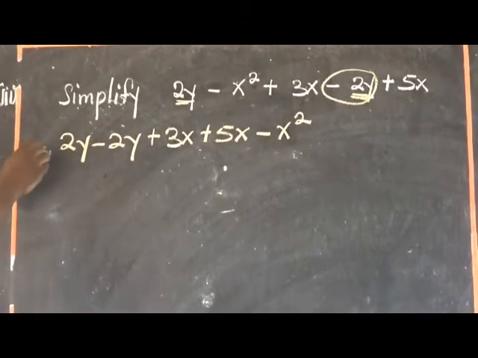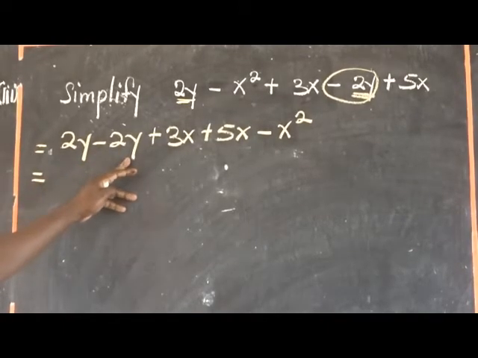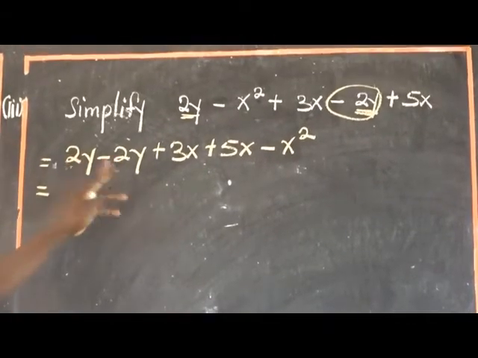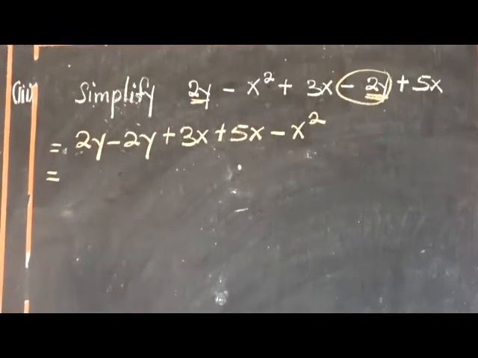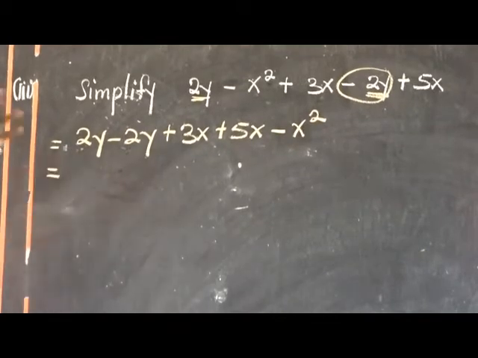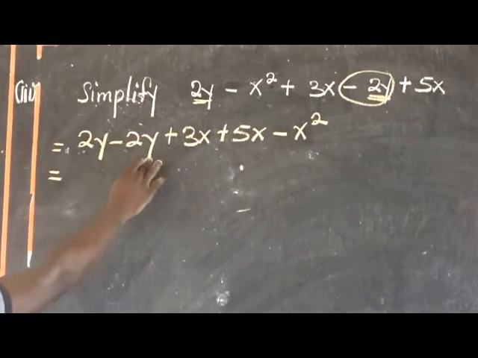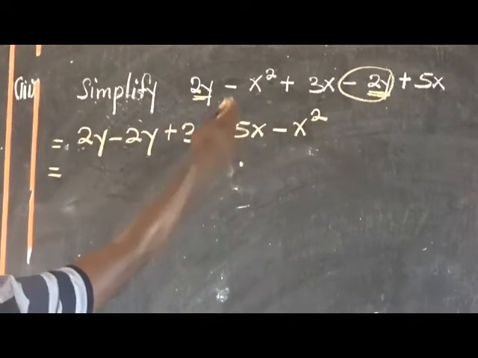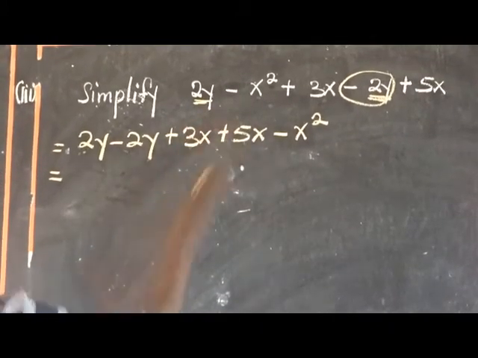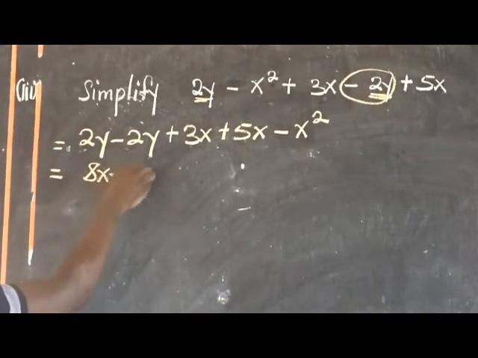After arranging the terms, we can now simplify. 2y minus 2y. We have said we deal with the coefficients. What is 2 minus 2? When we subtract 2 from 2, our answer will be 0. Now, in this case, we shall not say 0y. Because we have remained with 0, it means we no longer have y. So we shall come here and have 3x and 5x. This is a positive, this is a positive, and we compute this. Now 3 plus 5, which is 8x, and then minus x squared.